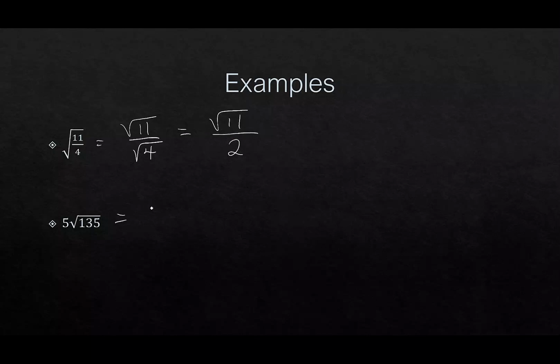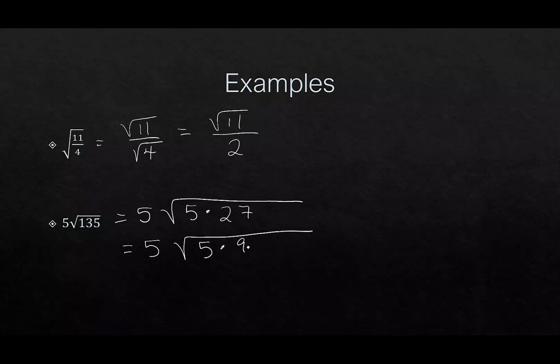The 5 outside I'm just going to hold on to, and I'm going to see what I can do to 135. Now, if nothing pops out at you at first, why don't we take a 5 out? Because you can see 135 is divisible by 5. When you divide 5 into 135, you get 27. Well, let's break that down a little bit more. I can say that's 5 times the square root of 5 times 27, and 27 is 9 times 3. And what I want to grab here is this 9. So I keep the 5 outside. Let's take the square root of 9 and let's leave the 5 and the 3 together under the radical sign because they are not going to simplify.